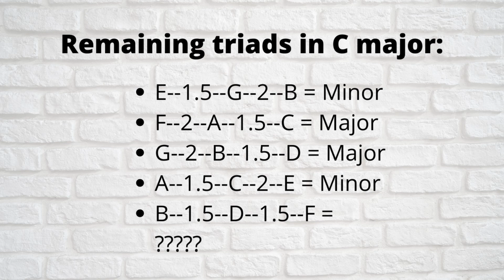So both of the intervals in this chord, both the one from the root to the third and the third to the fifth, both of those intervals are 1.5 step intervals. So this is neither major nor minor. It doesn't fit the definition of either of the other 2 triad types that we defined earlier. So what is this chord?